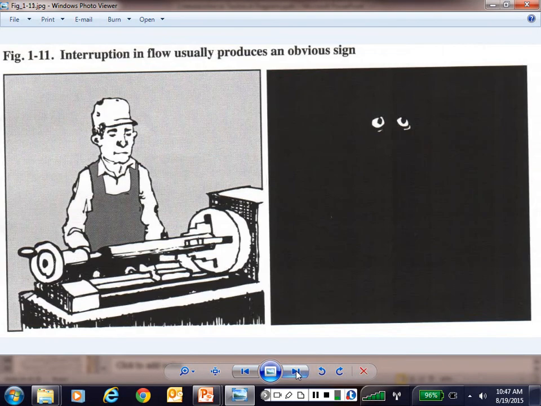That's another name. What is this? What is this guy right here? Interpretation and flows usually produce an obvious sign. I don't know.